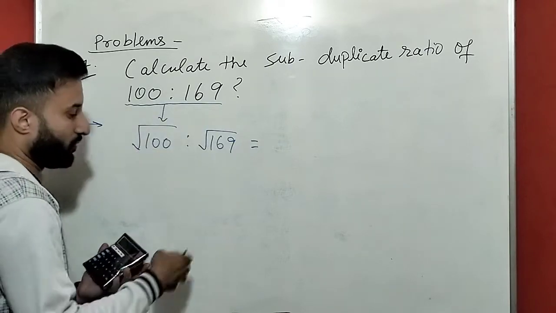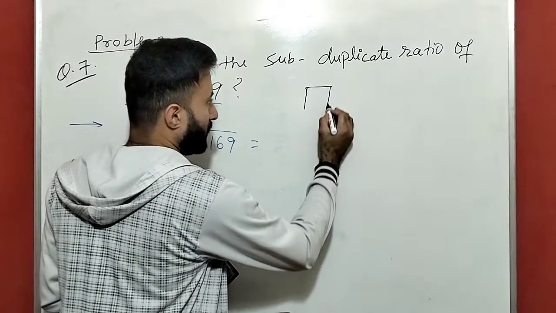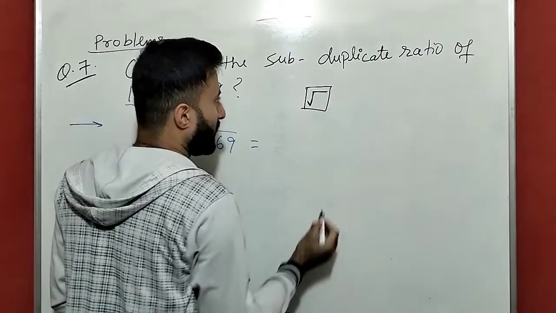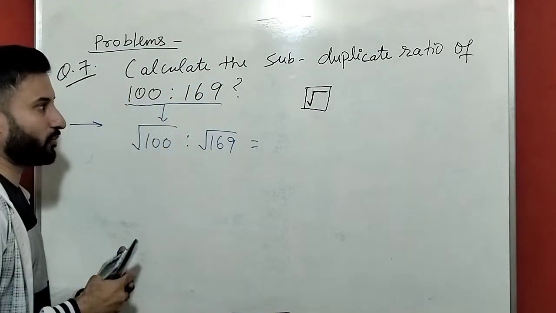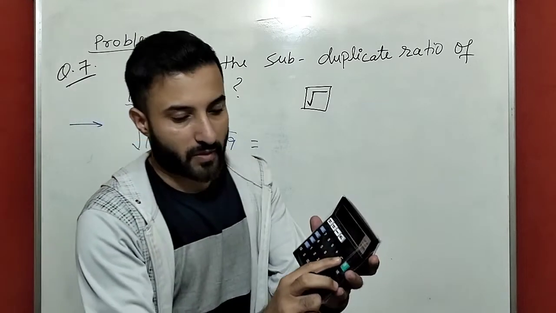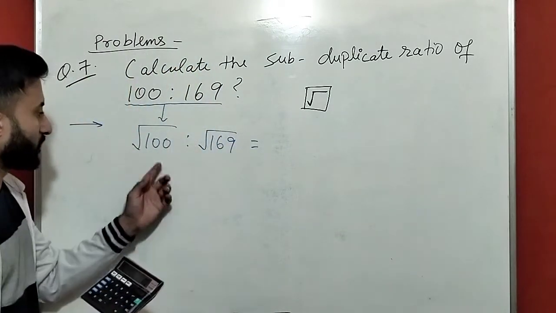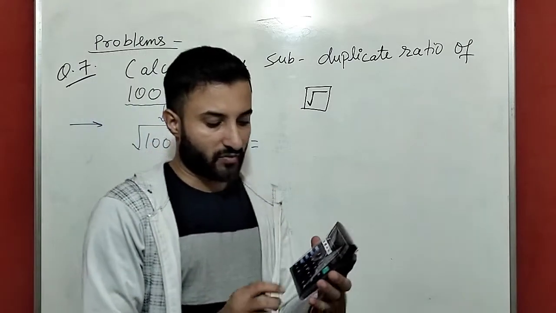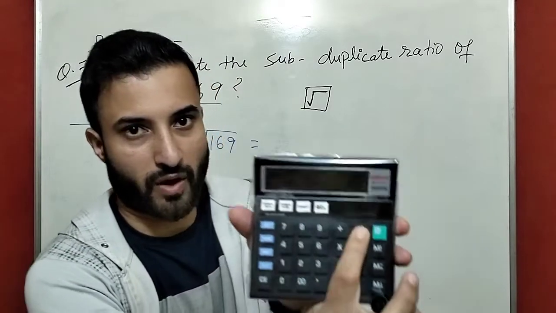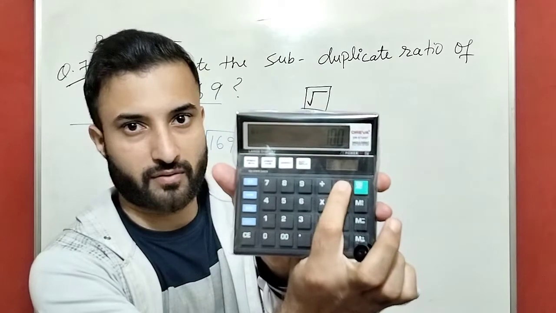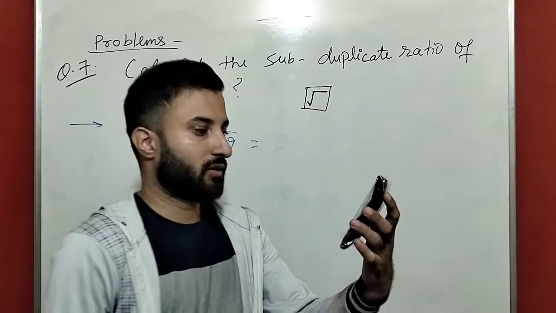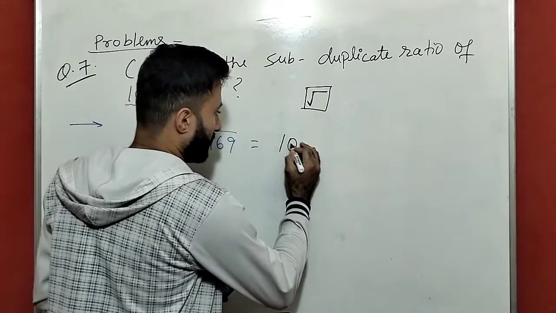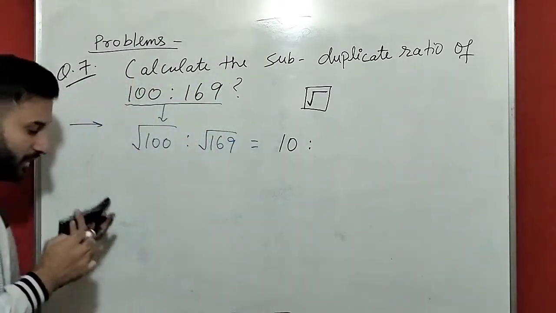So what you will do? You know, this is a square root button. First thing, you have to type 100 in your calculator. Then next, you have to press the square root button. You can see it over here. Just press, and you will get the answer as 10. So the square root of 100 is 10, is to the square root of 169.